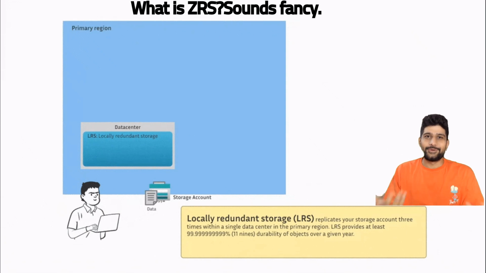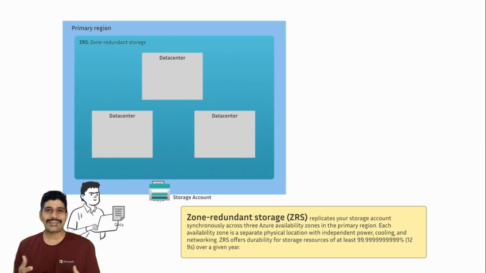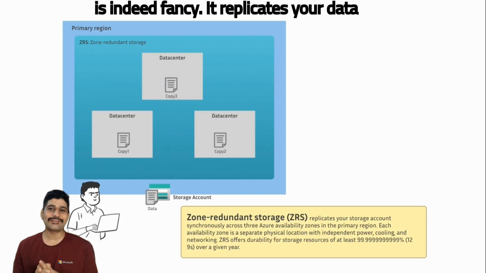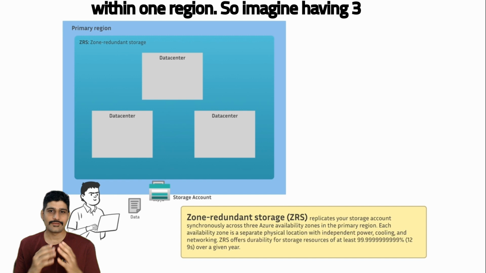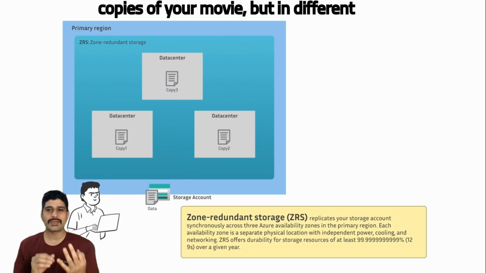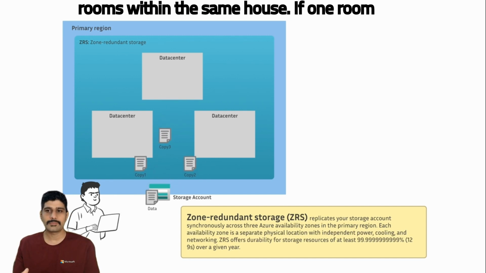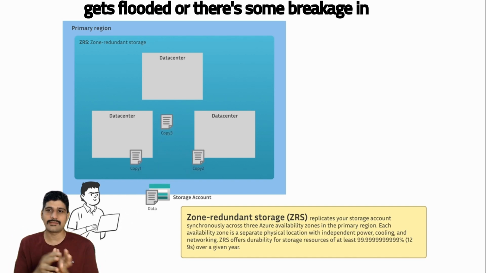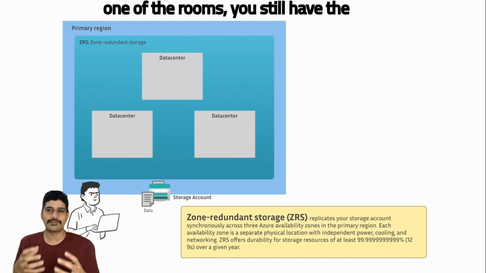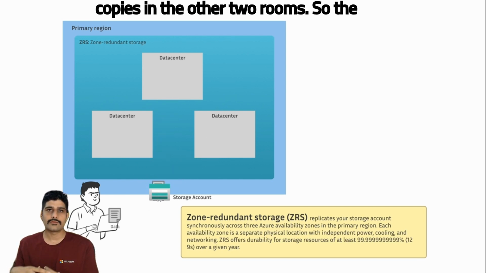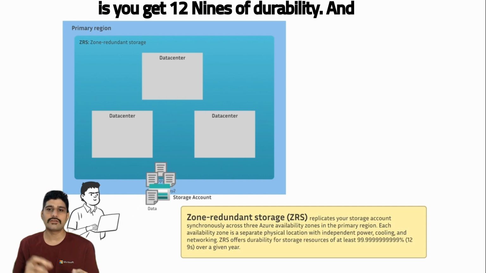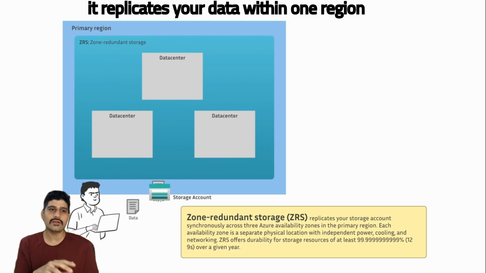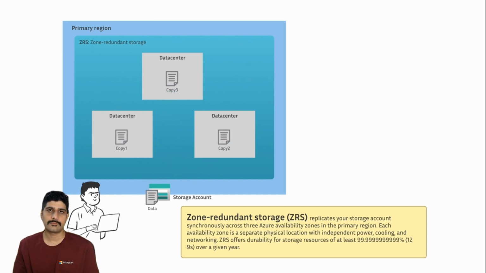What is ZRS? Sounds fancy. ZRS is indeed fancy. It replicates your data across 3 availability zones within one region. So imagine having 3 copies of your movie, but in different rooms within the same house. If one room gets flooded or there's some breakage in one of the rooms, you still have the copies in the other 2 rooms. So the movie is safe in the other 2 rooms that you have. So in case of ZRS, you get 12 nines of durability, and it replicates your data within one region, and this replication is synchronous.